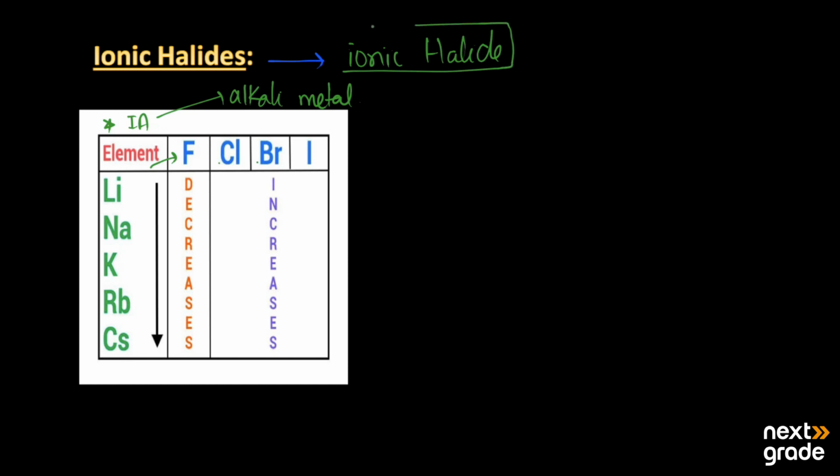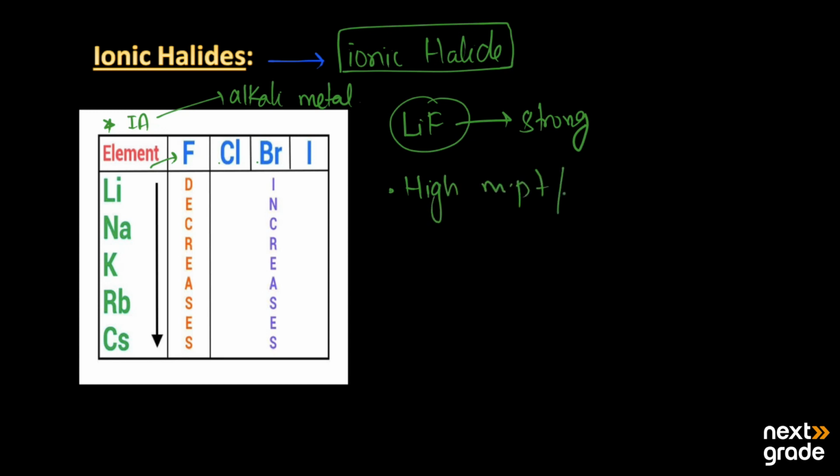In these ionic halides, for example lithium fluoride, the bond is very strong, and when the bond is very strong, in turn they will have very high melting points as well as high boiling points. On the other hand, these halides have a three-dimensional or 3D structure, consisting mainly of ions, and these ions are known as discrete ions.